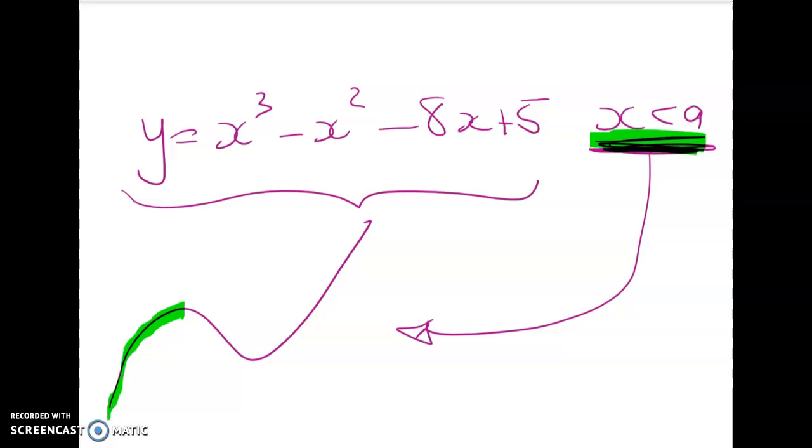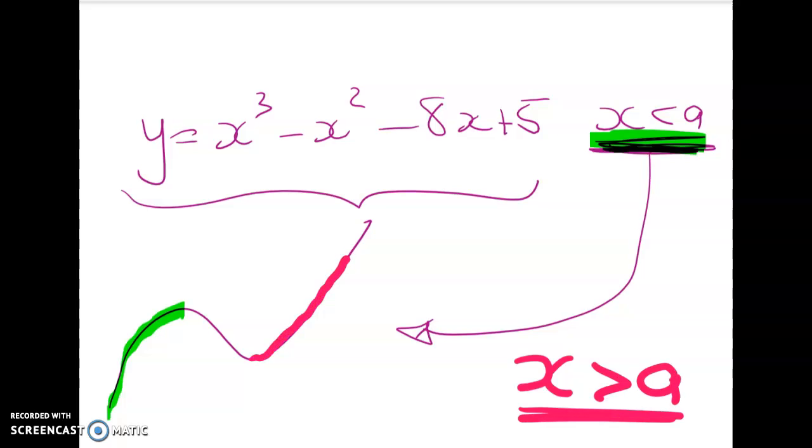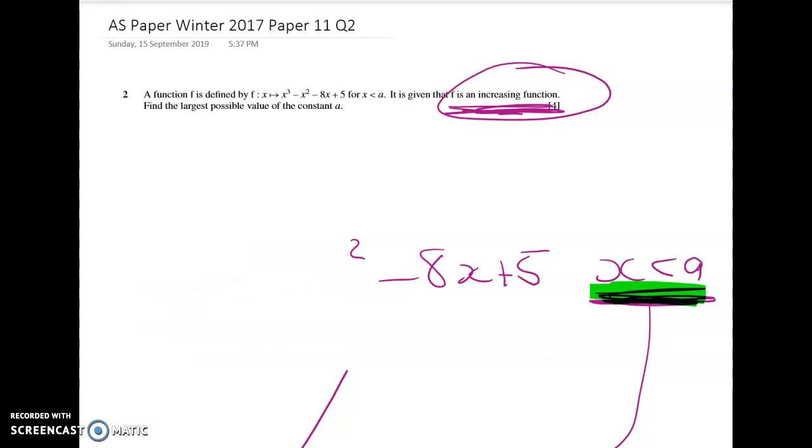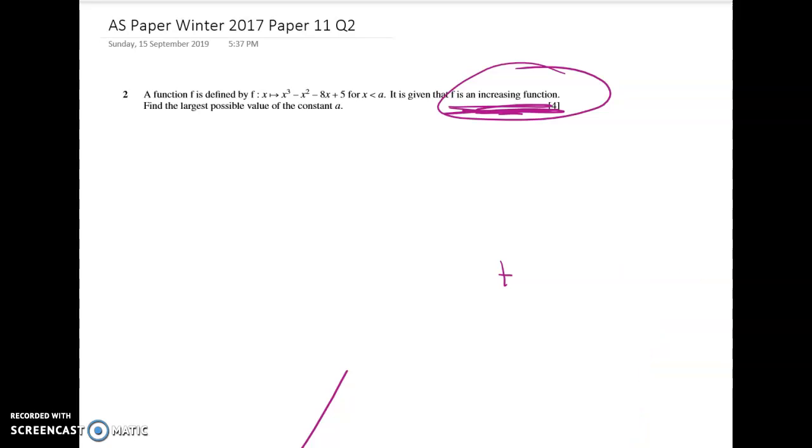If I were asked instead to find the value where it's increasing such that x is greater than a, then I'd be looking for all of that bit. But they didn't ask me that, so we'll get rid of that bit. We're just trying to find the turnaround point on that cubic. Now, you don't have to do all of that, but I think it really helps you get an understanding of the question. So what do I have to do to figure out when something's an increasing function? Well, increasing function means the gradient must be positive, right?